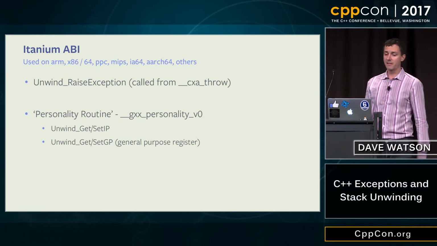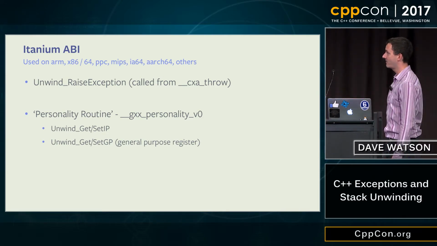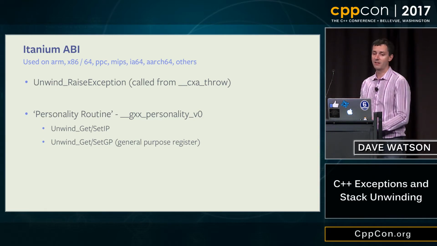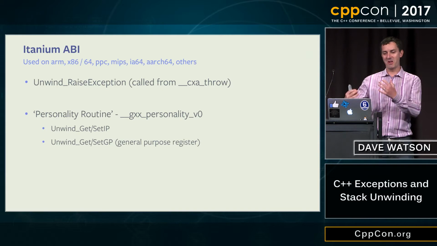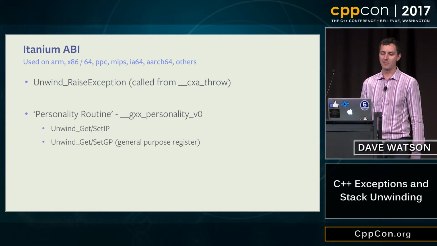CXA throw is actually implemented very simply. It does a tiny bit of accounting for the reference counting of the exception, and then dives right into unwind raise exception. So we pretty much immediately jump into the Itanium ABI.